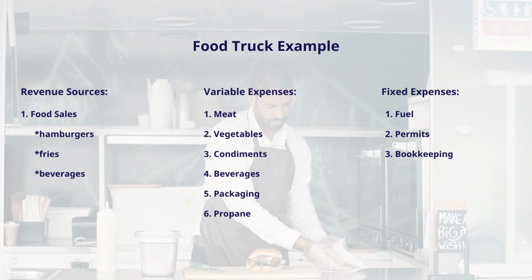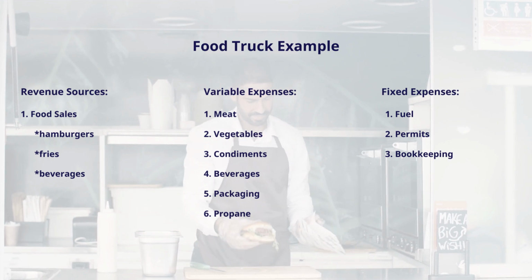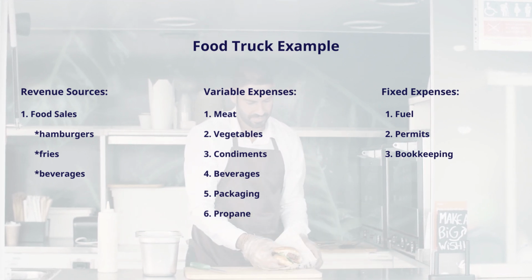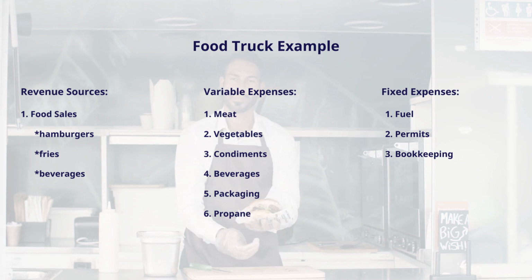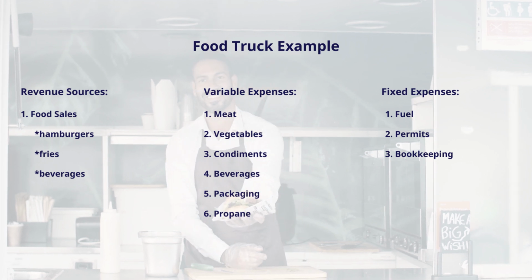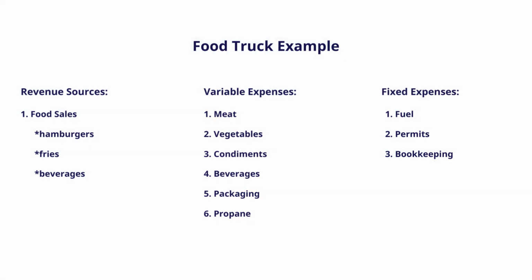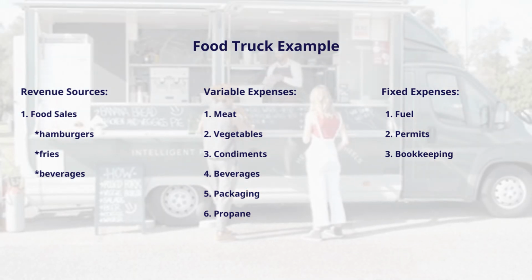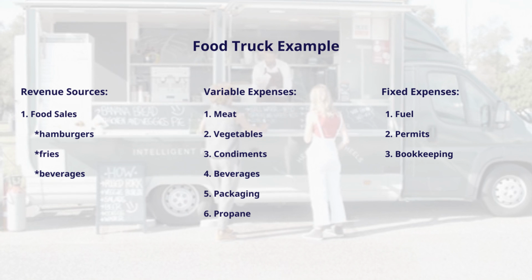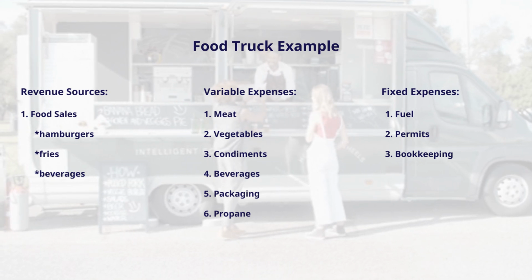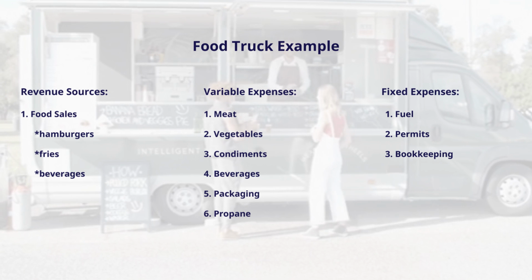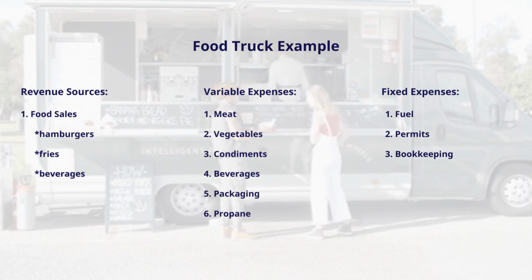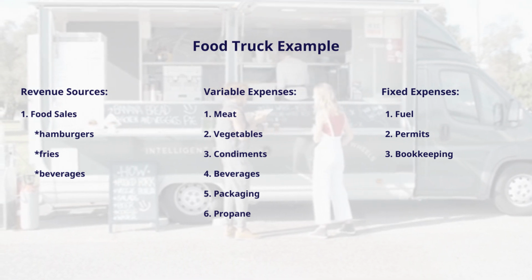Now that we have a better understanding of variable and fixed costs, we will look at these costs in relation to different types of businesses. First, let us look at a food truck business example. If you were operating a food truck business, the revenue sources are the sales generated by selling hamburgers, fries, and beverages. The variable expenses in relation to these items being sold are the meat, vegetables, condiments, beverages, packaging for the burgers, and the propane to cook the food.